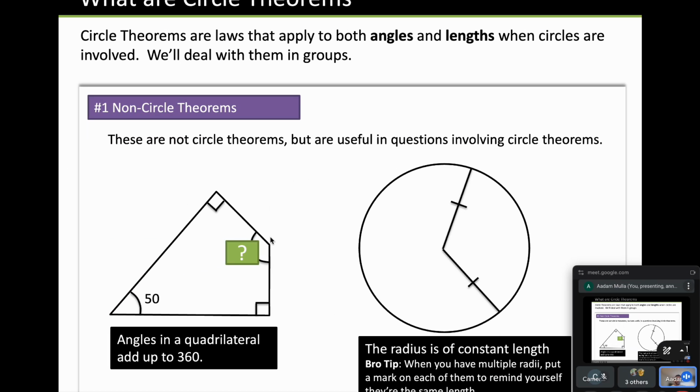But if you didn't, this is for you. And even if you did get it right, it might just be a refresher. It might help you remember some things that might come up. So a couple of rules that we need to remember before we go into circle theorems.